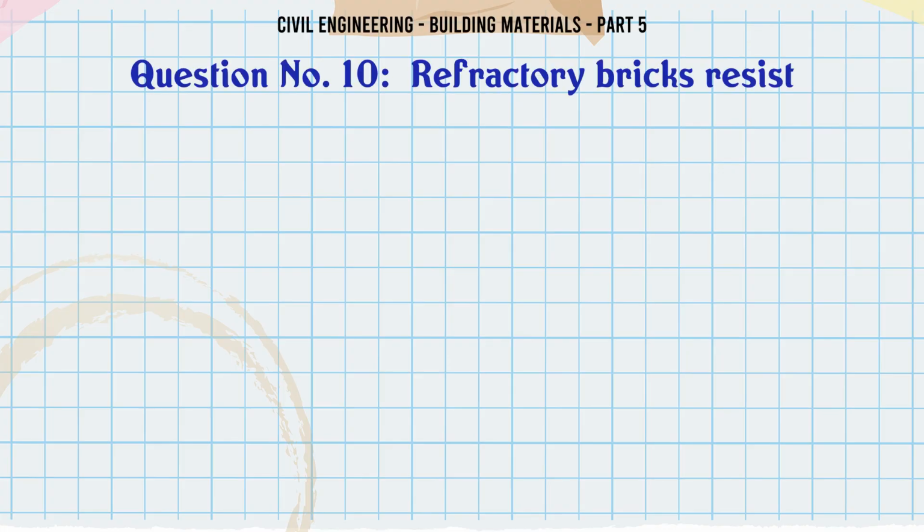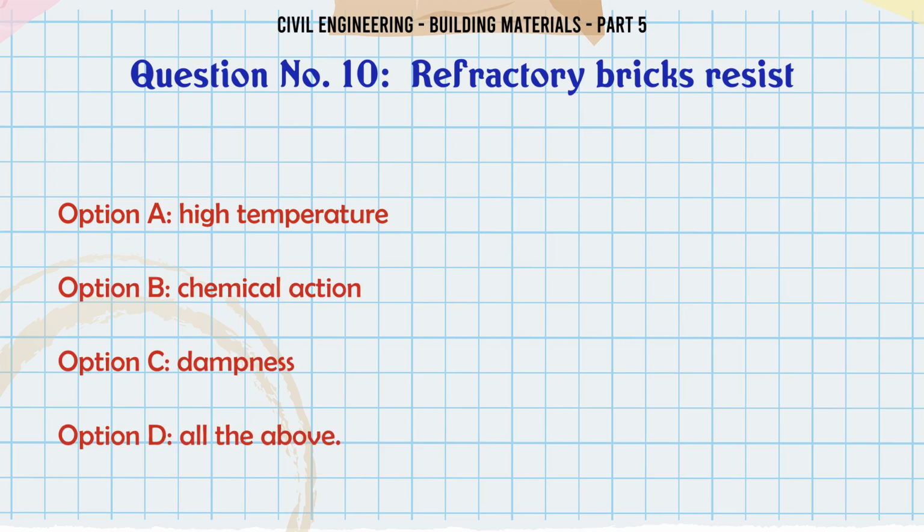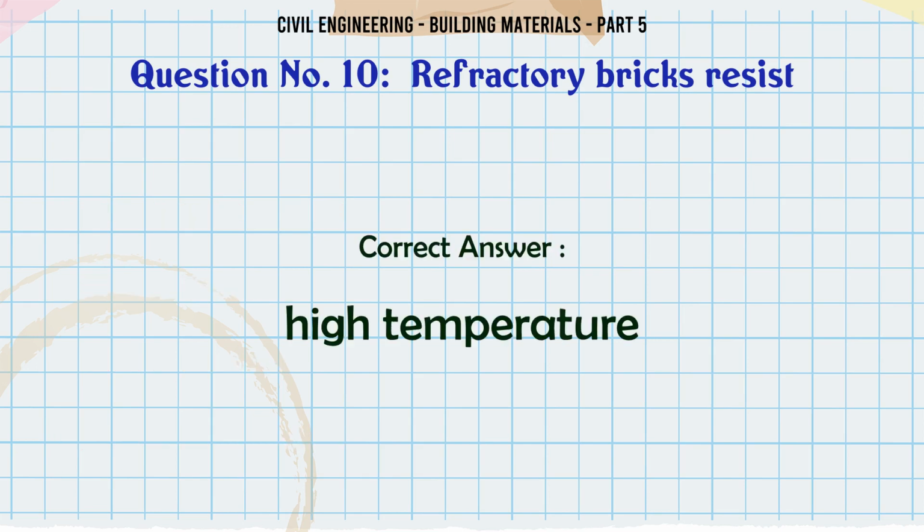Refractory bricks resist A. high temperature, B. chemical action, C. dampness, D. all the above. The correct answer is high temperature.